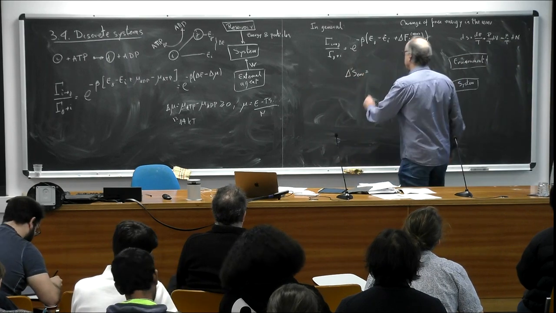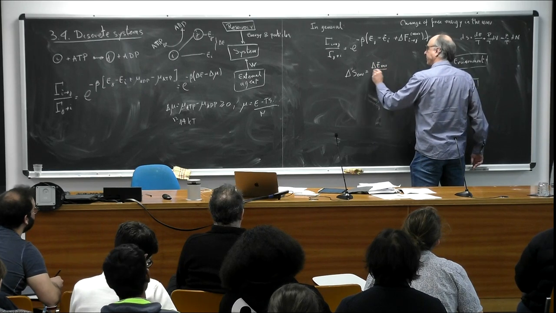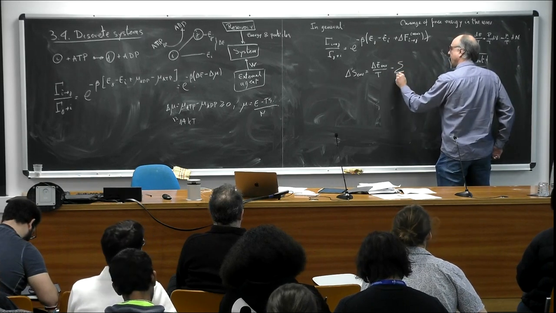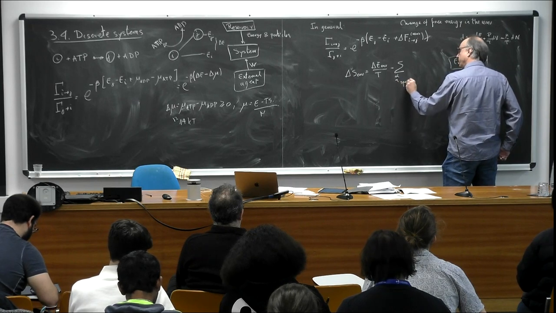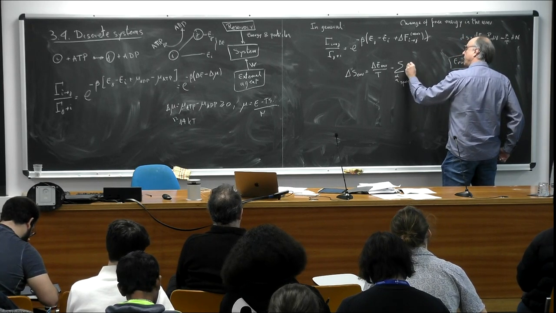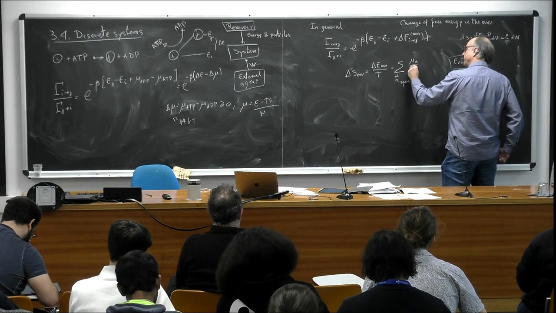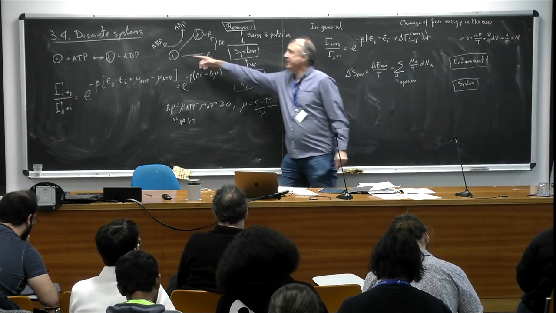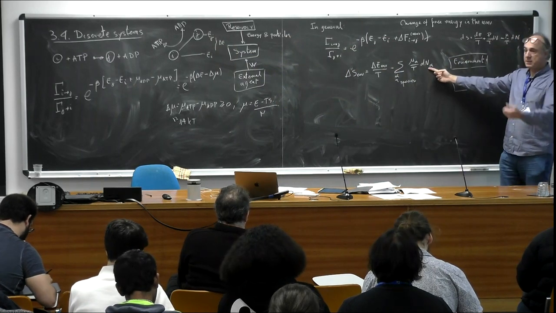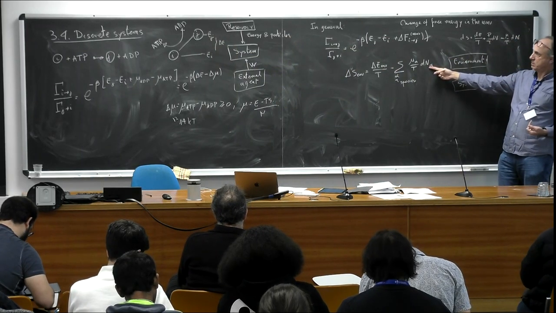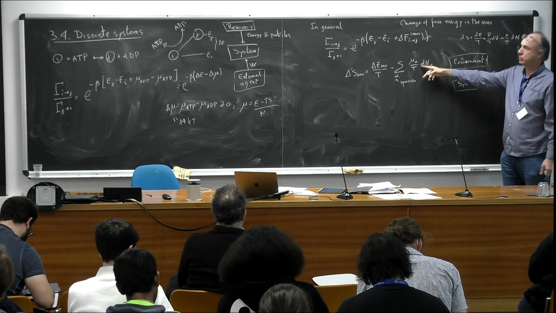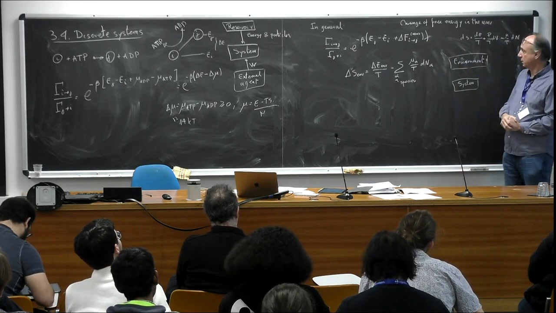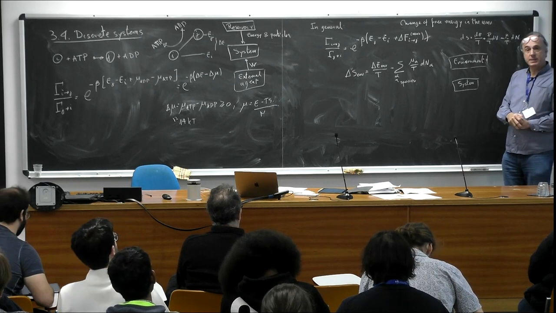So the entropy of the environment changes as follows. It's minus the sum over all the species, which could be electrons, photons, whatever, of mu of each species divided by T times the number of particles. So for instance, in the case of the reaction, in each transition there is an ATP, so dN is minus 1 for ATP and plus 1 for ADP. So you have a change in free energy, which is given by delta mu. But this is general.